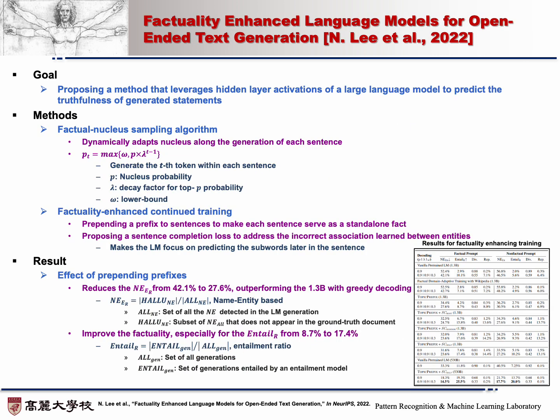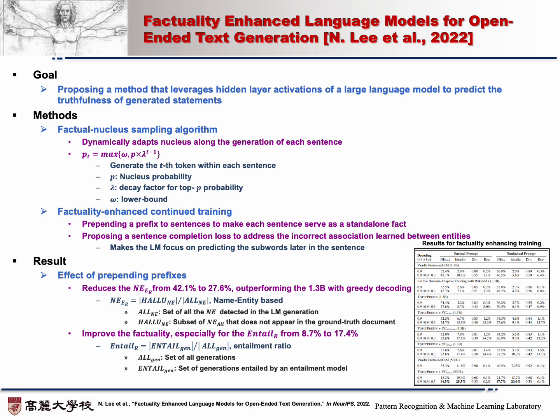Moving forward, I'd like to introduce you to another seminal work that greatly influenced my research trajectory. This research, conducted by N. Lee and her team, I think, in 2022, focuses on enhancing the factuality of language models during open-ended text generation. The core objective of this study is quite similar to the previous one, leveraging the hidden layer activations of a large language model. However, the focus here is to predict and enhance the truthfulness of the statements generated by these models.